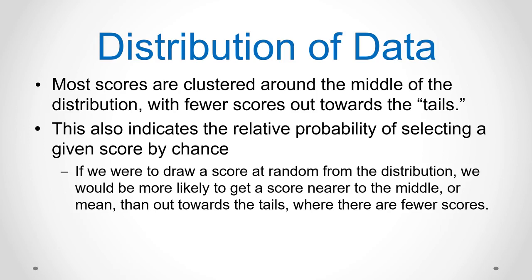In a distribution of data, most of our scores will be clustered around the middle of the distribution, with a few of our scores out toward the tails. This also tells us the probability of selecting a given score by chance. If we were to pick a score at random from the distribution, we would be more likely to get a score that is closer to the middle or the mean than out towards the tails, where there are fewer scores. Most of our scores will be near the mean in what we call the average range.